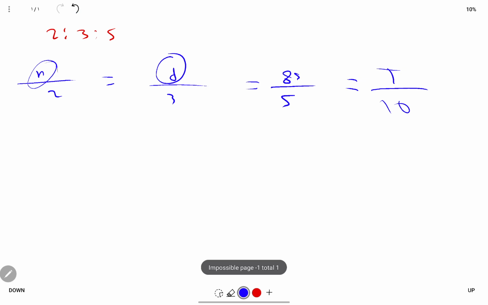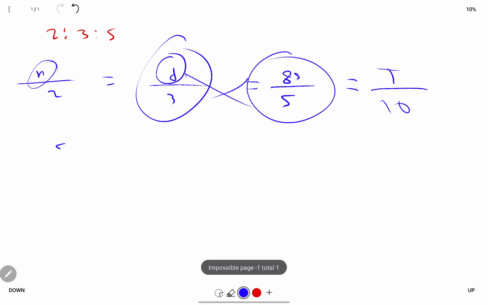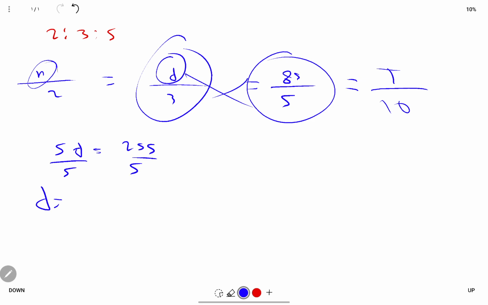So this fraction is equal to this fraction. So we do cross multiply. So 5d is equal to 85 times 3. 85 times 3 is equal to 255. Divide by 5, d is equal to 51.